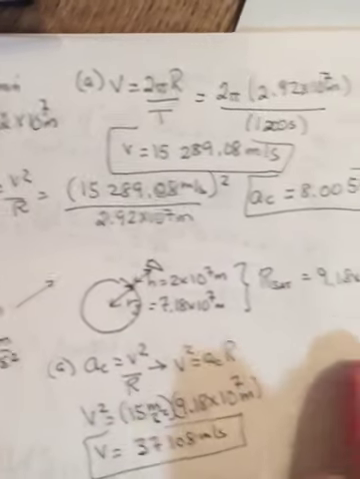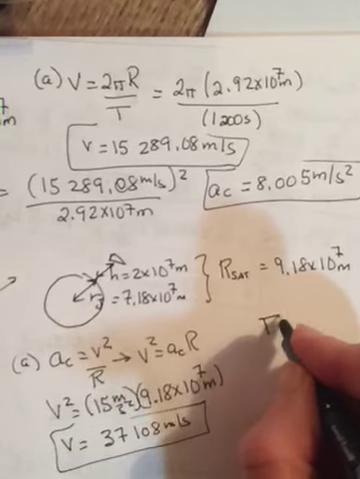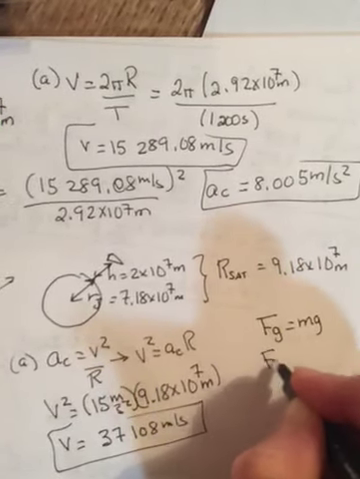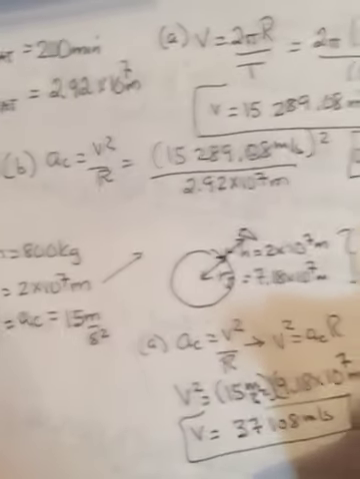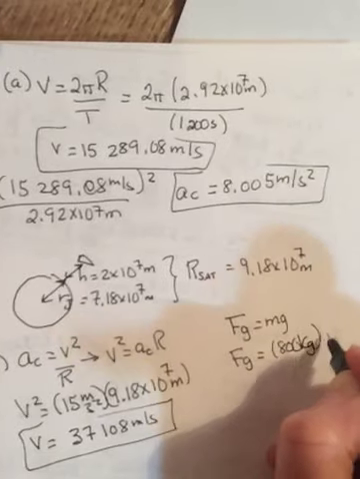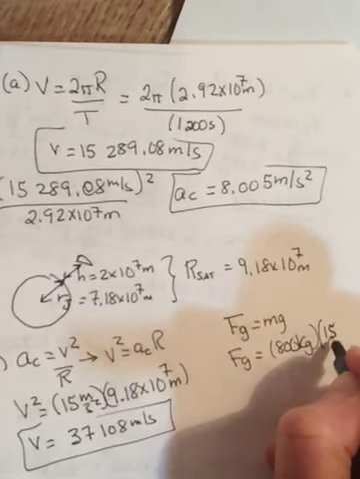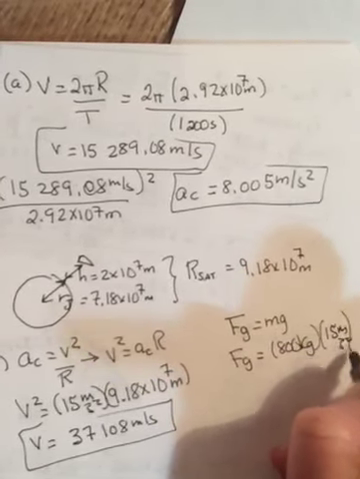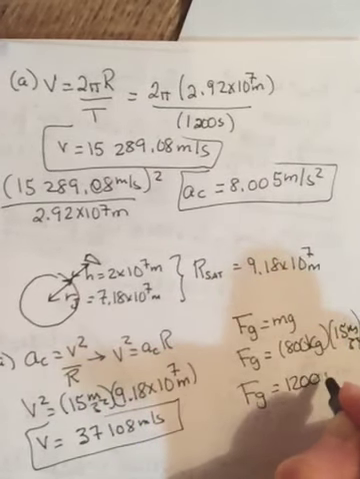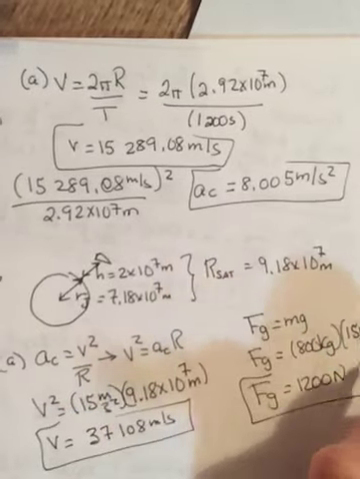And then it wants to know what's the weight in orbit, Fg. And we know Fg is just equal to mg. It told us the m was 800 kilograms, and it told us the g was 15 meters per second squared. So Fg is equal to 12,000 newtons. Okay.